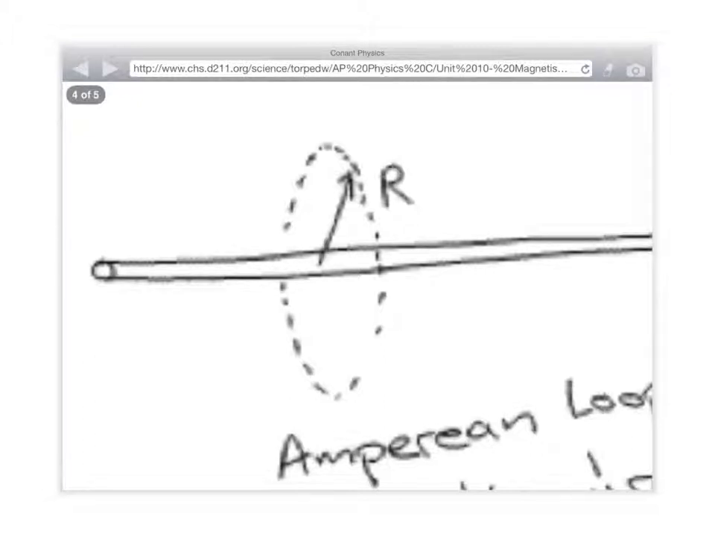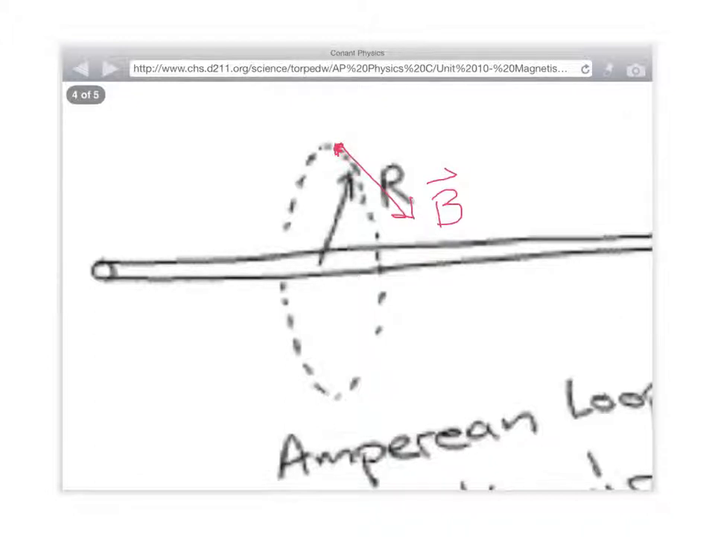So let's pick a point on the wire right there. You guys all see that point? All right. At that point, what direction is the field going? It's not going up. It's going around, in this direction. The field is pointed that way, agree?